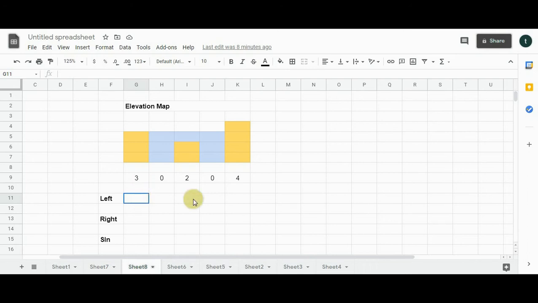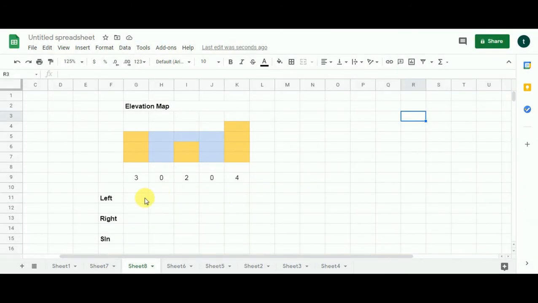So I have two arrays over here, left and right. This left array is going to store the pillar of maximum height on the left hand side relative to each of the positions. Similarly, this array is going to store the pillar with the maximum height on the right hand side relative to each of the positions. And then using the values in each of these two arrays, we are going to calculate our solution. So let's start filling these two arrays. Let's start filling this array.